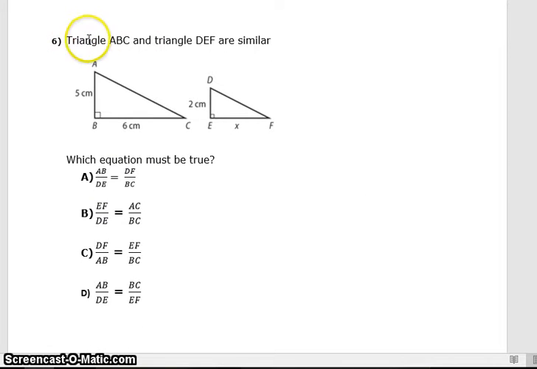Number 6. Triangle ABC and triangle DEF are similar. Which equation must be true using this information?